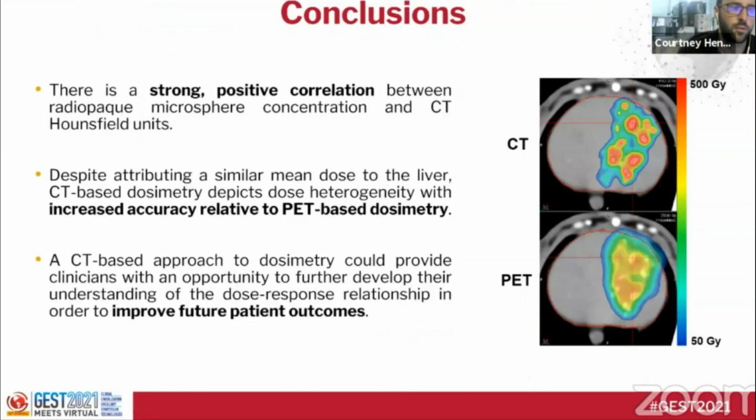So to conclude, we've demonstrated a strong positive correlation between radiopaque microsphere concentration and CT Hounsfield units. And despite attributing a similar mean dose, CT dosimetry depicts that dose heterogeneity with increased accuracy relative to PET. This CT-based approach can provide clinicians with an opportunity to further develop their understanding of the dose-response relationship in order to ultimately improve future patient outcomes. In future work, we aim to validate this CT-based approach in a hypervascular tumor model.